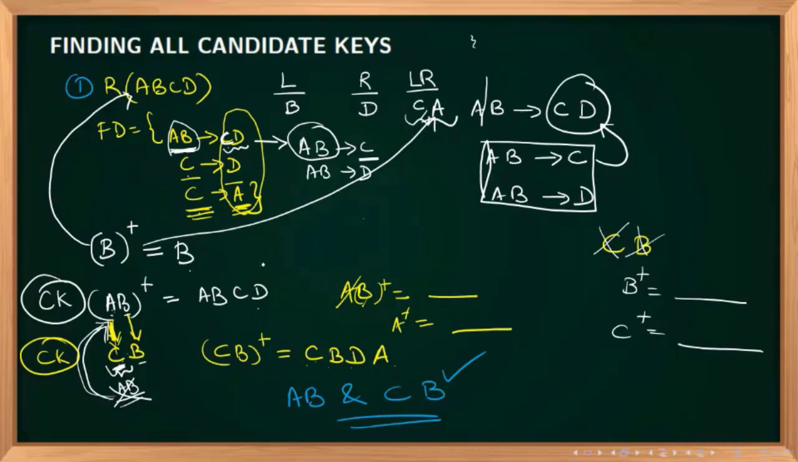Otherwise, sometimes it may not come. What are we supposed to do? You have to consider the attributes which are coming in both the left side and the right side. You don't have to consider the attributes which are coming only in the right side, because we already know that they will never be a part of any of the candidate keys. So you can consider, one by one, the attributes which are coming in both left and right sides.